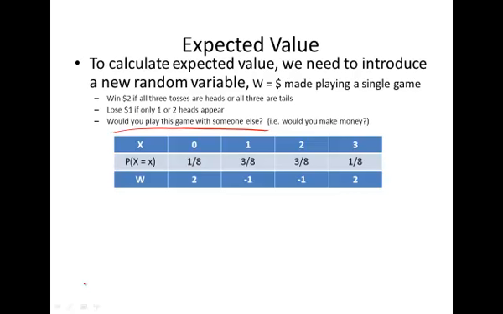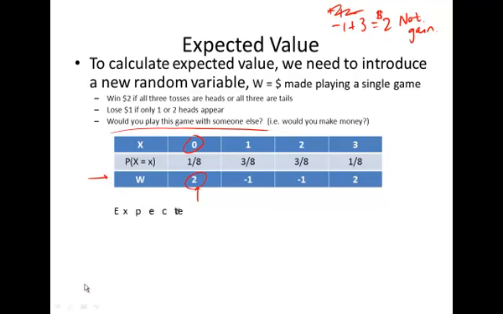So this represents the row of wins, in other words, the amount of money in dollars that you either win or lose in each scenario. If there's 0 heads, that means it's all 3 tails, which means you win $2. In other words, you pay $1, that's -1, and you get 3 back. That's a net gain of $2. So that's where the 2 comes from. It's a net gain.